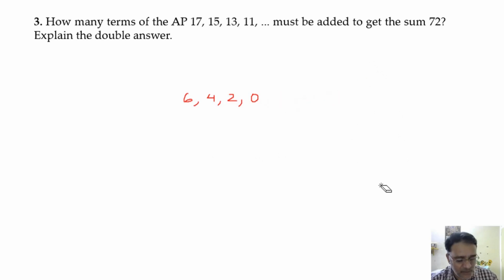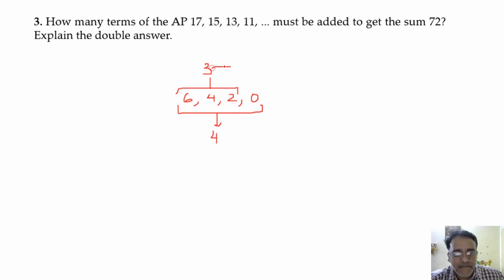What is the sum of these 4 terms? 12. So the sum of 4 terms is 12, when n is equal to 4. What is the sum of these three terms? 12. So that means this is true for n equal to 3 also, and n equal to 4 also.